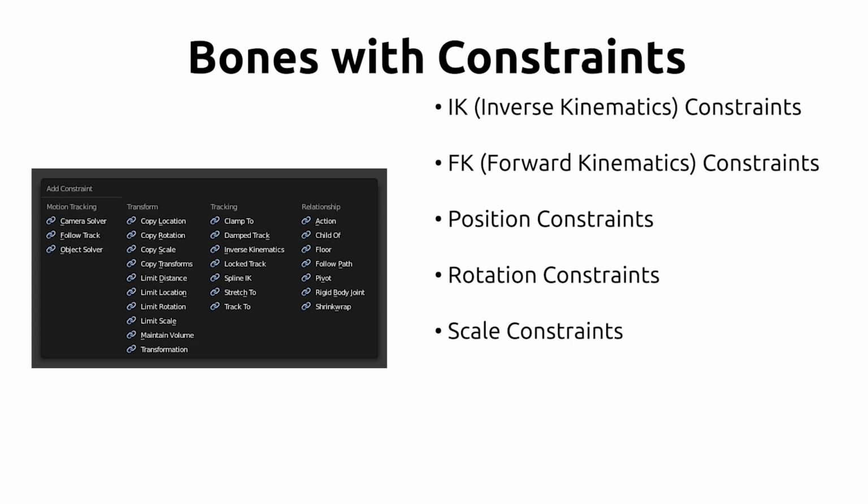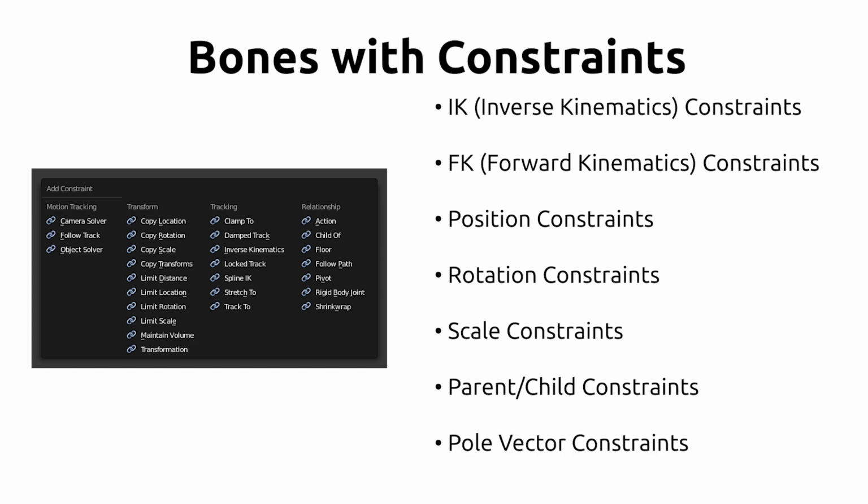Scale constraints. These keep the scaling of bones consistent, useful when bones need to maintain proportional size relative to one another or the character's overall form. Parent/child constraints. These constraints make a bone's movement dependent on its parent, keeping them linked so that one affects the other. This hierarchical relationship is crucial for maintaining structure in complex rigs.